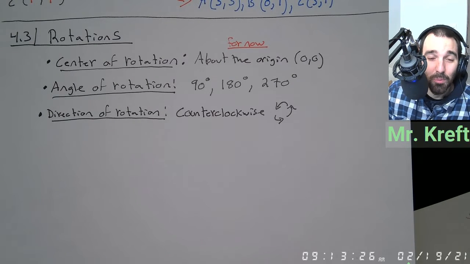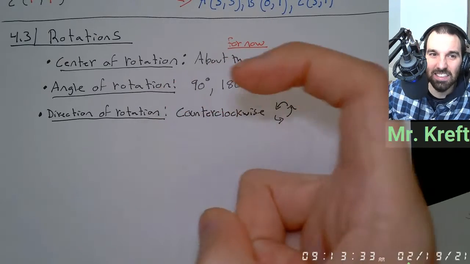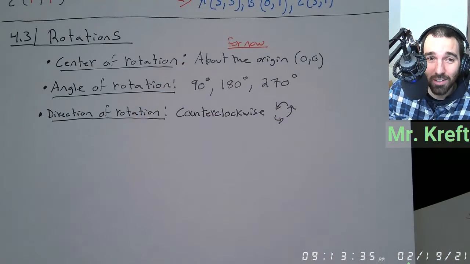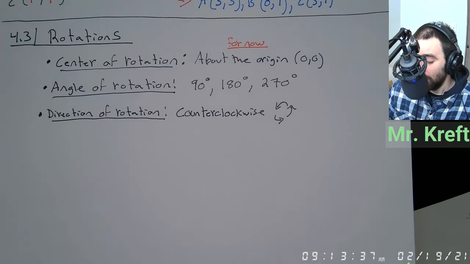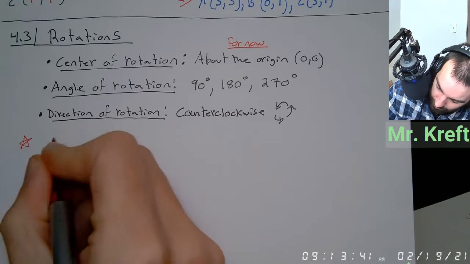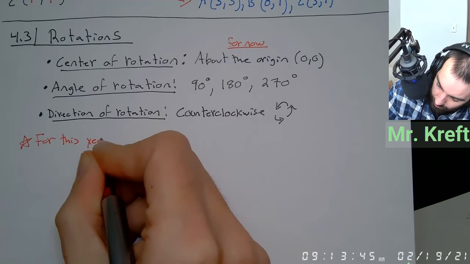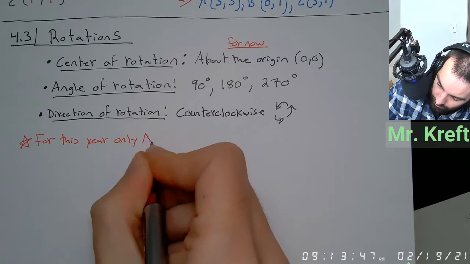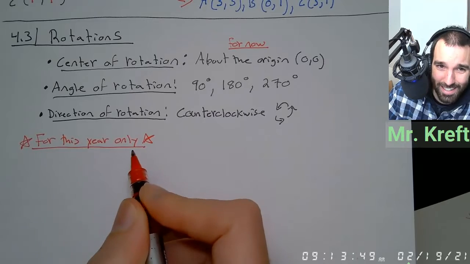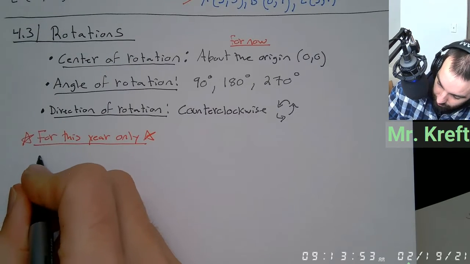All right. So we don't have graph paper. So usually I do a fun little method where we do the claw to rotate, but we can't do that because we don't have graph paper. So for this year, I feel like a salesman. If you act now, okay, for this year only, we're going to use formulas.